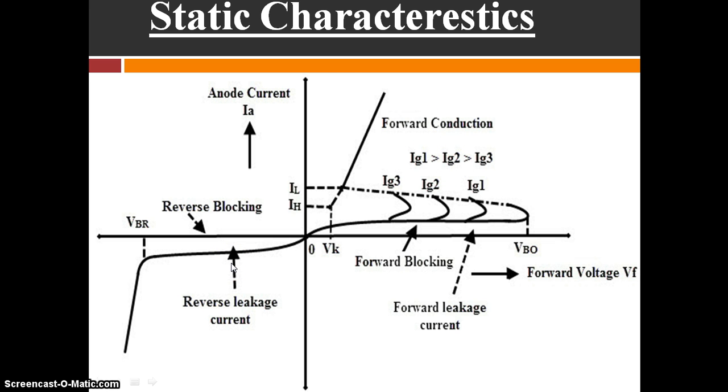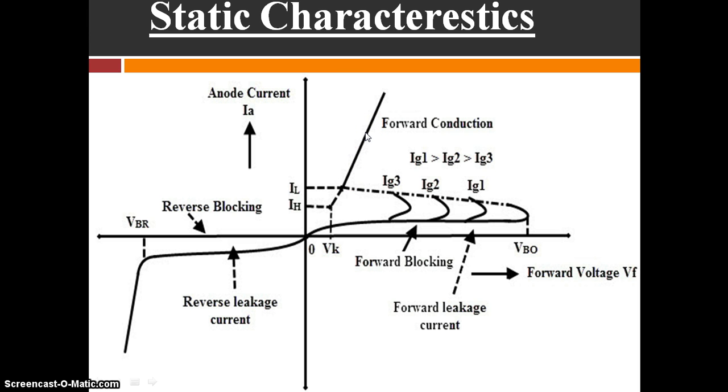The VI characteristics can be split into 2 parts, namely forward characteristics and reverse characteristics. The forward characteristics are divided into 3 states: forward blocking state, transition state, and on state.